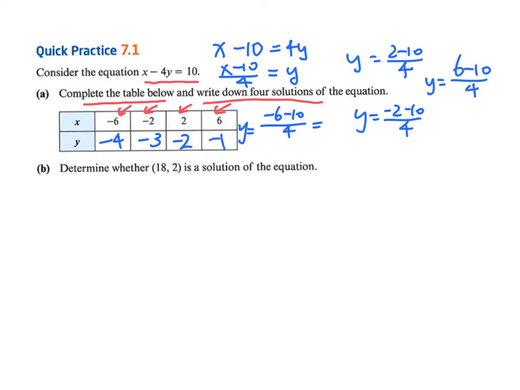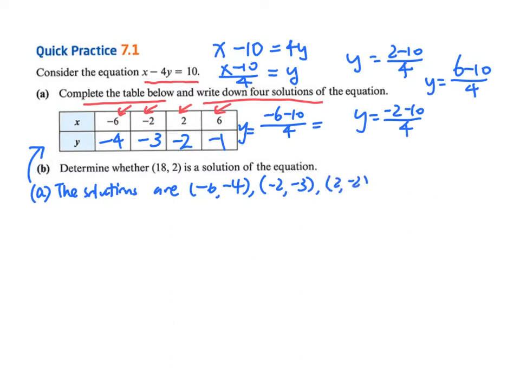Okay, remember after you complete the table, you have to write down the 4 solutions. So here for part A, the solutions are negative 6, negative 4, negative 2, negative 3, 2, negative 2, and also 6, negative 1.